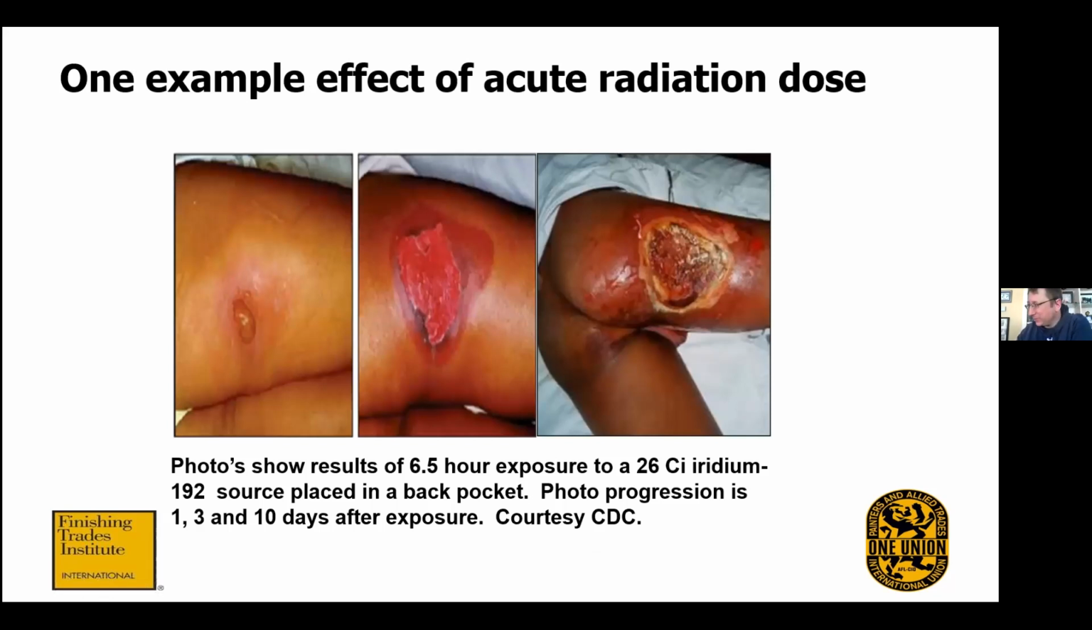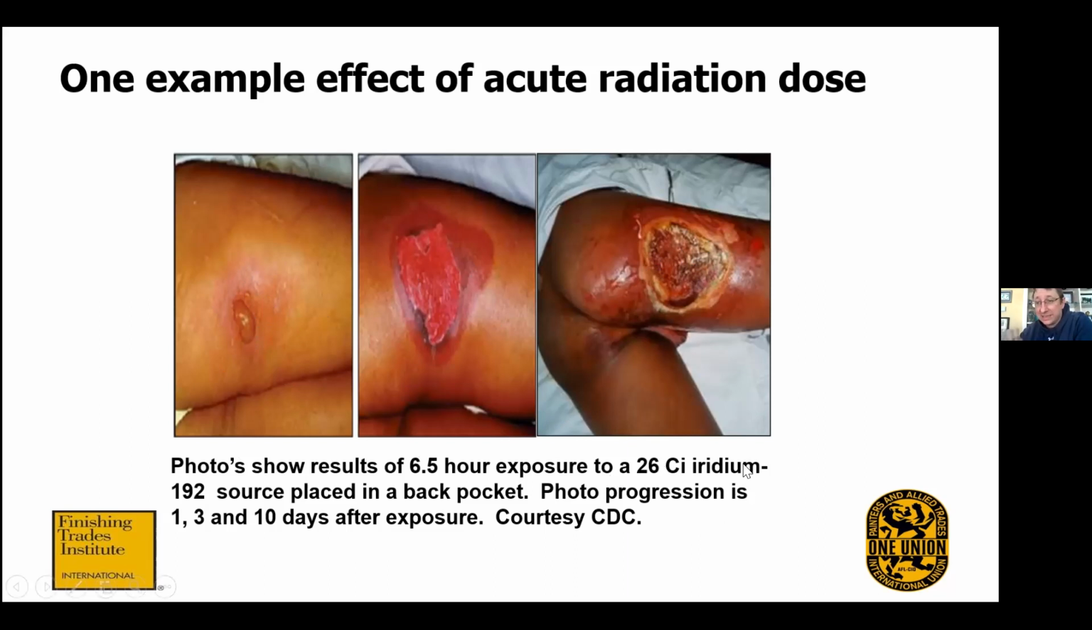Sorry, I should probably give a disclaimer. Sorry for the graphic photos here, but this was a photo of a 26 Curie iridium 192 source. It was a little disc that was placed in the back pocket of this worker. This is day 1 after it was placed. So you can see an immediate burn. Day 3, and this is the cell necrosis or death. Necrosis means death of this worker's leg tissue after 10 days.